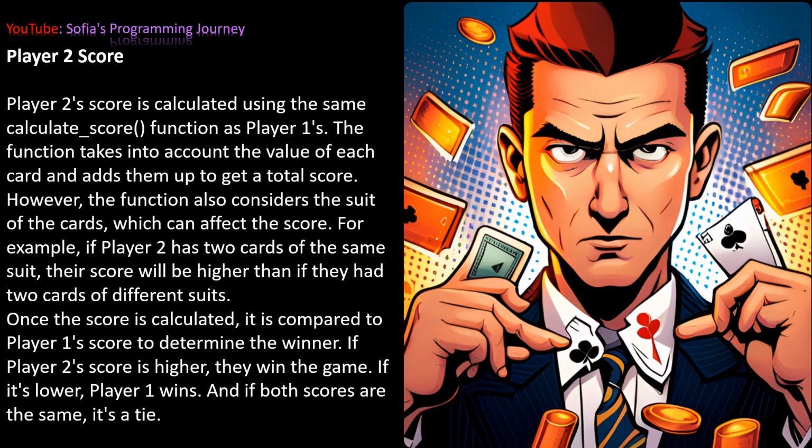Once the score is calculated, it is compared to player 1's score to determine the winner. If player 2's score is higher, they win the game. If it's lower, player 1 wins. And if both scores are the same, it's a tie.